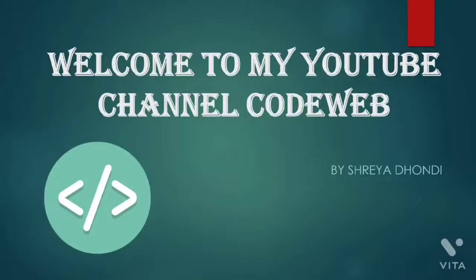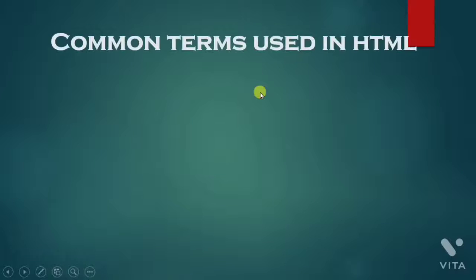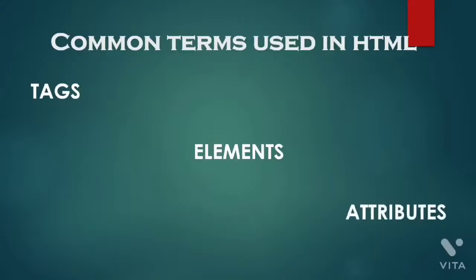In the previous video, we have seen introduction to HTML, different versions of HTML and history of HTML. In this video, we are going to continue with some of the common terms used in HTML. They are tags, elements and attributes. So these three terms are frequently used in HTML.